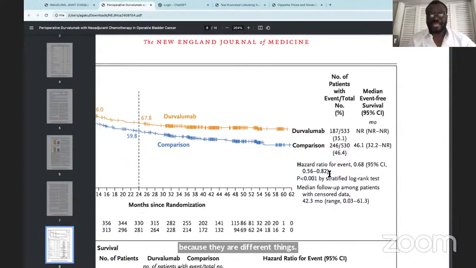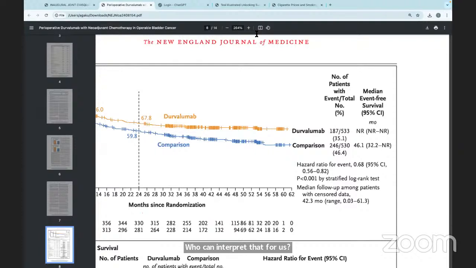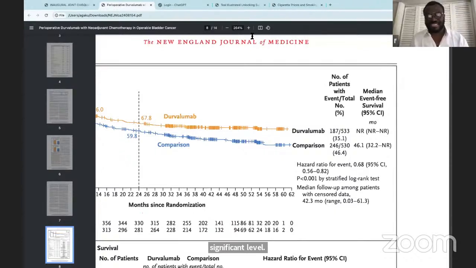Now, who can interpret this result for us? We have hazard ratio for events is 0.68 with 95% confidence intervals, 0.56 to 0.82. Who can interpret that for us? Okay, Ali. Yes, I think the risk of people dying or getting the event is 68% with a confidence level of 0.5% significant level. Okay, thanks. But you said it's 68%. That is not quite true. That is wrong. You want to rephrase it?